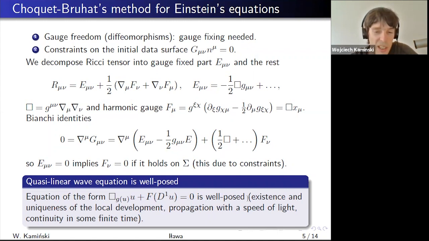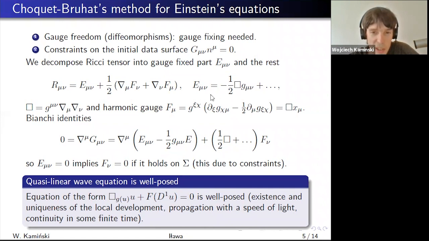It's unique. Everything propagates with the speed of light, speed of light with respect to this metric. And small changes of the initial data make only small changes of the solution. So this is well posed. Okay, so let us solve this equation in this specific gauge.